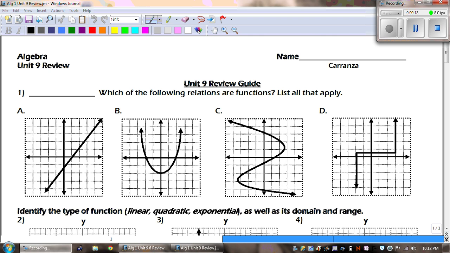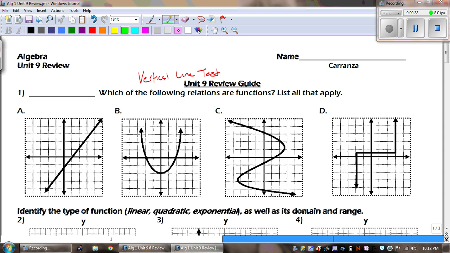Question number 1 says, which of the following relations are functions? List all that apply. So remember, when we're talking about functions, we want to know, does it pass the vertical line test? The vertical line test means all you have to do is at any point, you get to draw a vertical line. And if it hits only once, it passes.